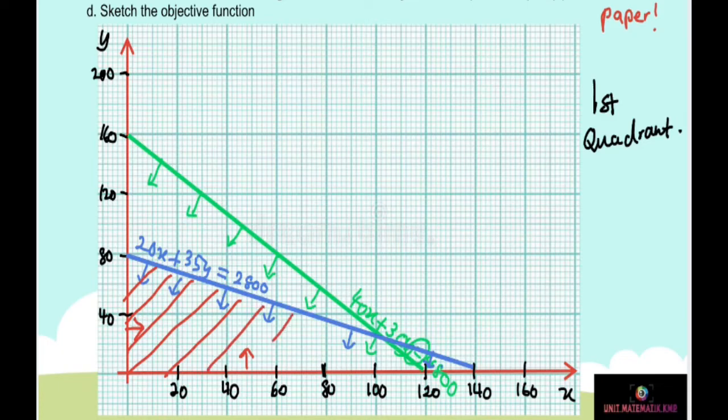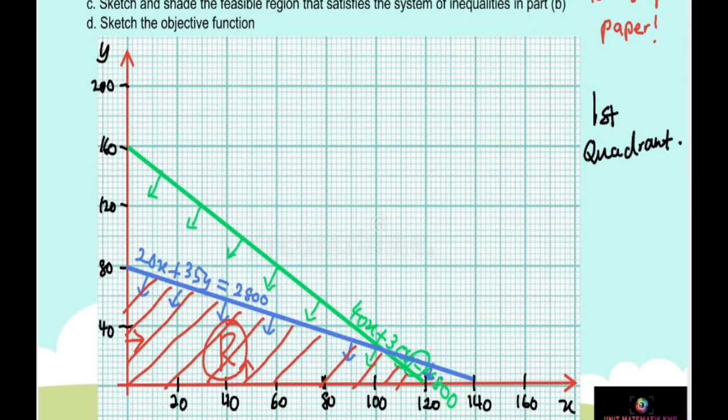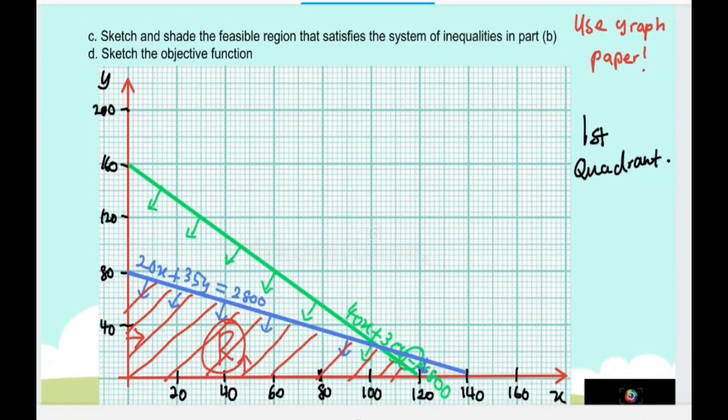When it is satisfied all the inequalities here. So after you have shaded your feasible region, put the R sign, which means that it is the feasible region. Okay. Question D. The question asks you to sketch the objective function line.